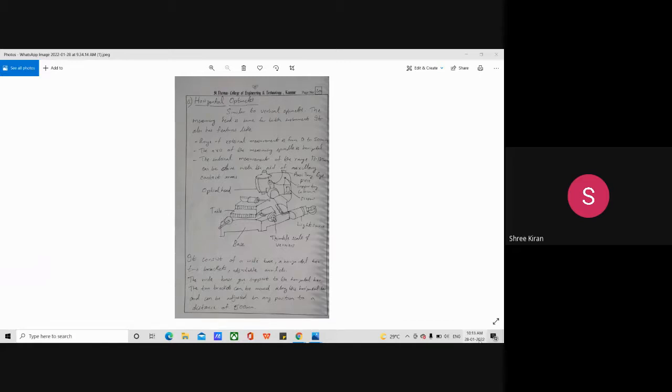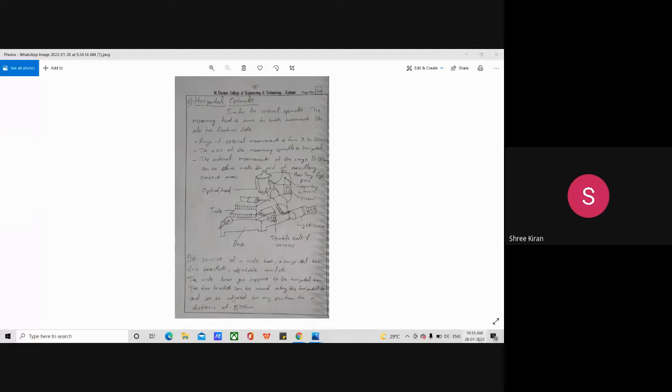So the horizontal optimeter consists of a wide base, a horizontal bar, two brackets, an adjustable anvil, etc., where the wide base mainly gives support to the horizontal bar.